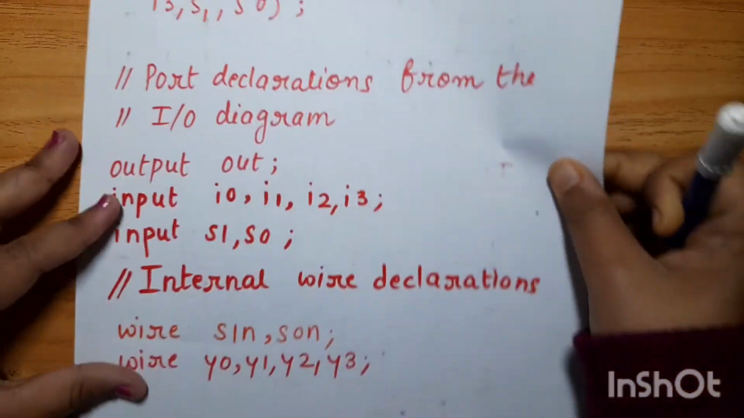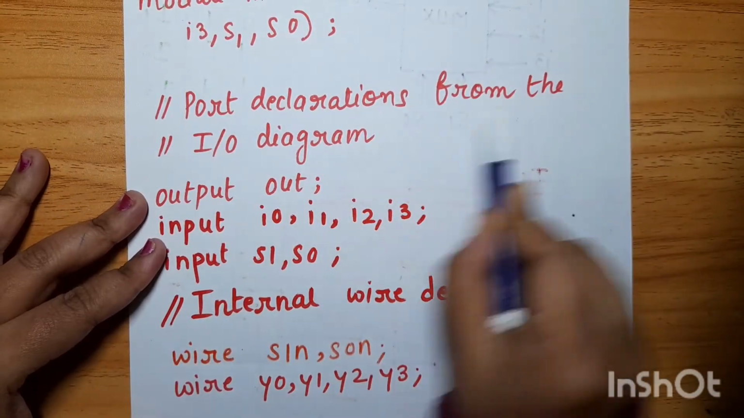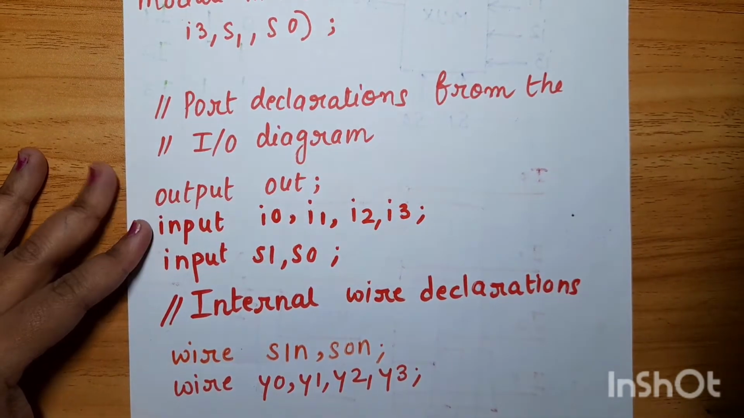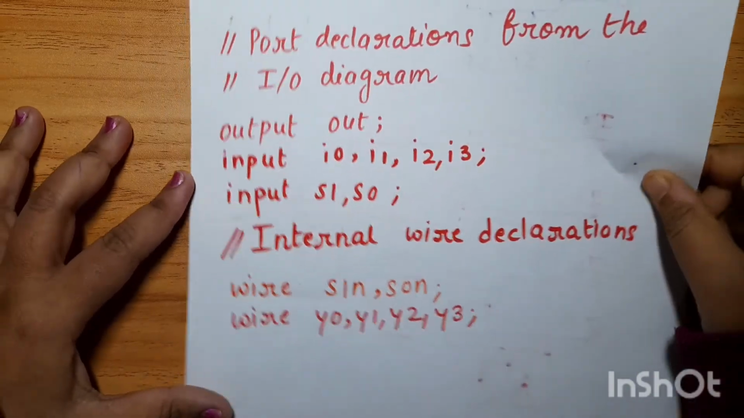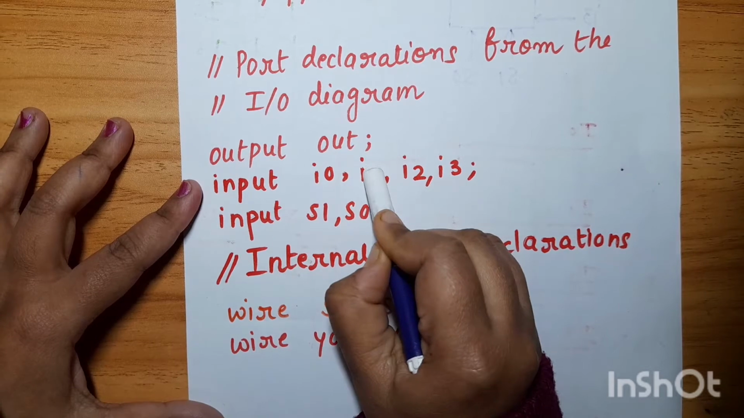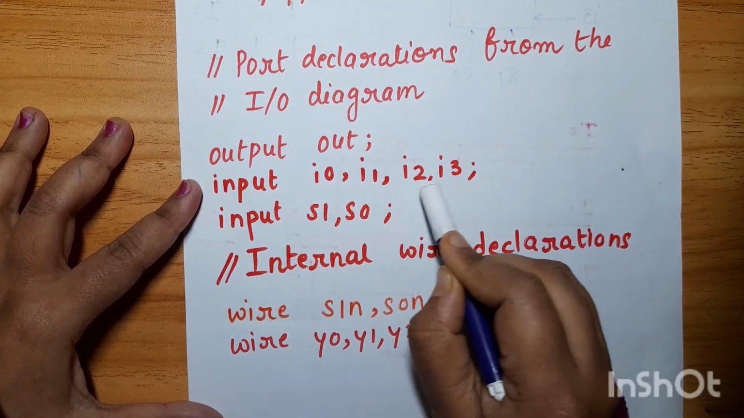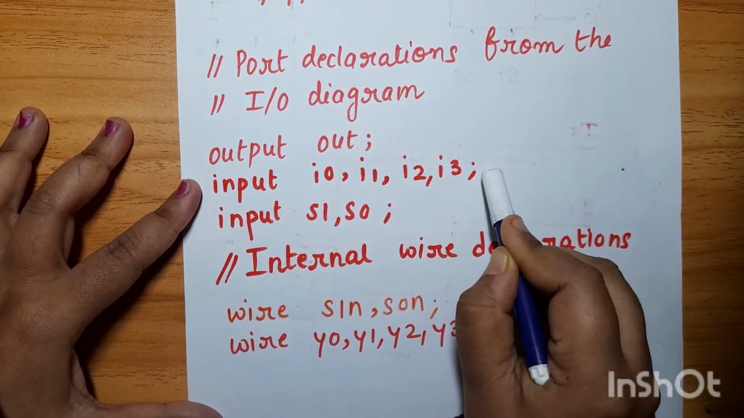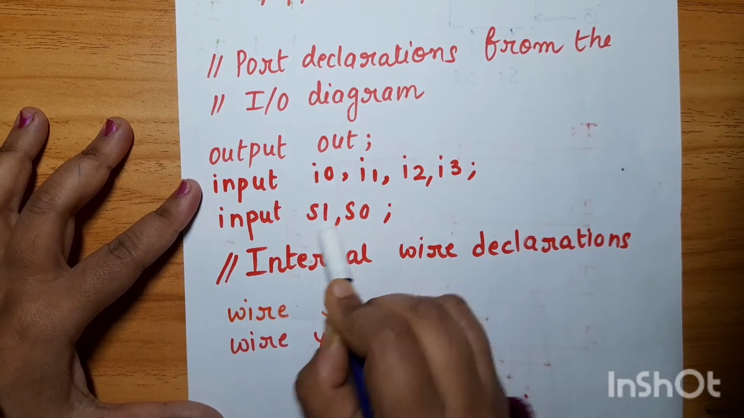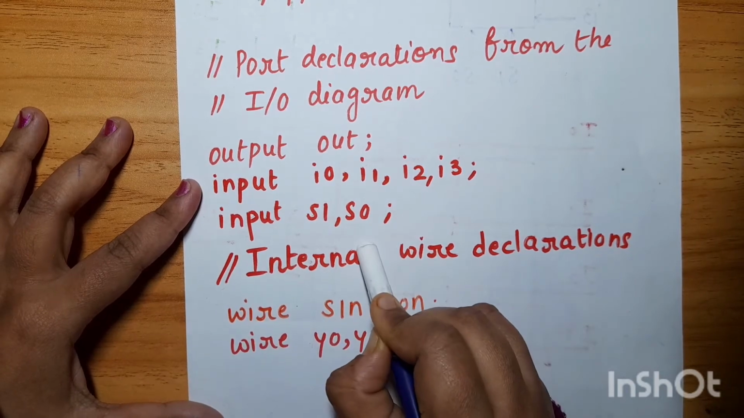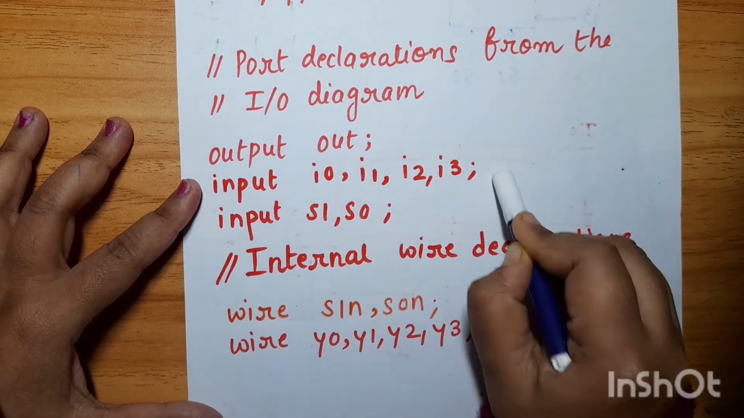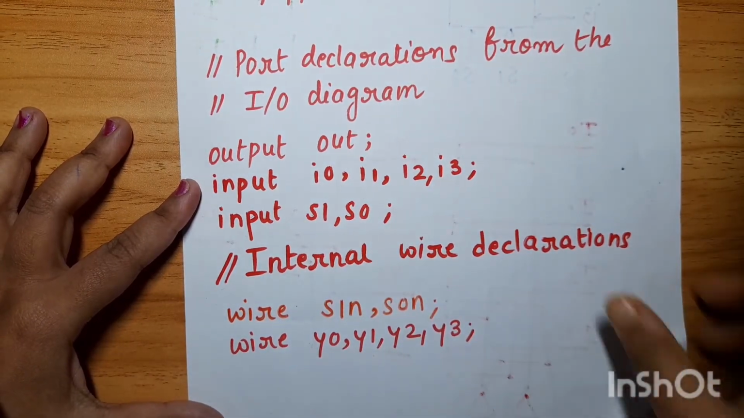Now I am declaring the ports. Port declaration from the IO diagram. This is the comment; this double slash is for single line comments. So out is of type output, semicolon. I0, I1, I2, I3, all separated by commas, are of type input, semicolon. S1, S0 separated by comma, input, semicolon. So out is output type, others are all input types. This is how we are declaring the ports.